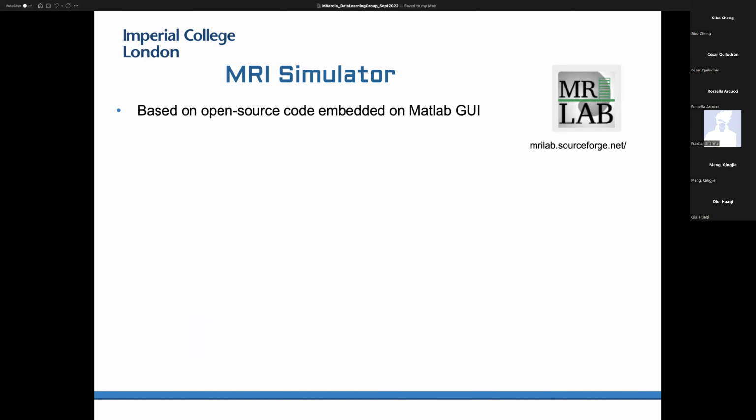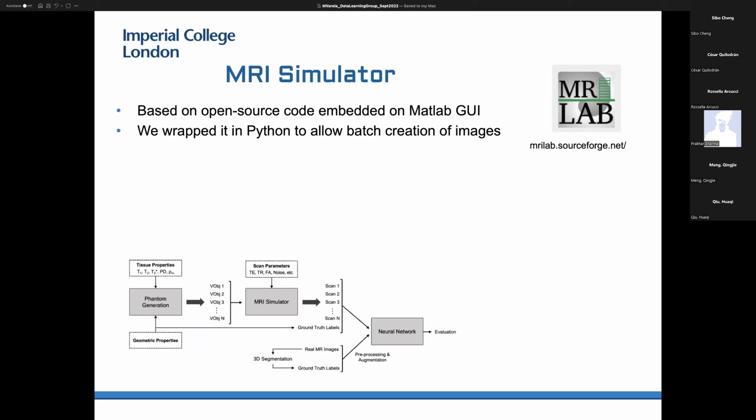It's actually based on a MATLAB GUI that was proposed a long time ago, and I don't think it's maintained anymore. And this is the link to the MATLAB GUI. What we did was basically port it into Python and allow batch creation of images. So this was a GUI, where you set up the parameters and generate one single MRI image, and now in our version, you can generate batches of images with small variations, the idea being that it can be used to, for example, train neural networks.